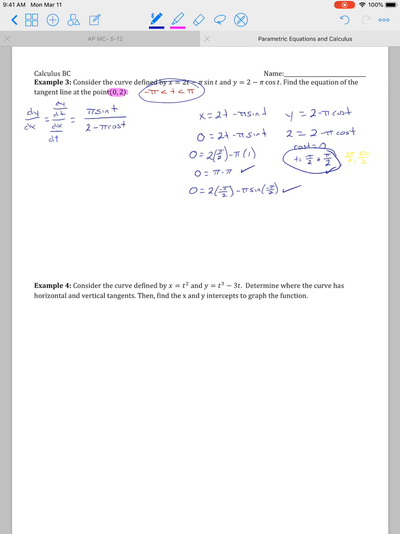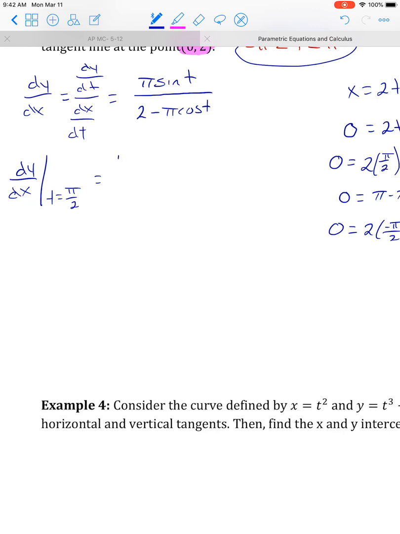All right, so I need the slopes at those times. So dy/dx such that t equals pi over 2. So that's going to give me pi, and then sine of pi over 2 is just 1, over 2 minus pi, and then cosine of pi over 2 is 0. So that looks like pi over 2.